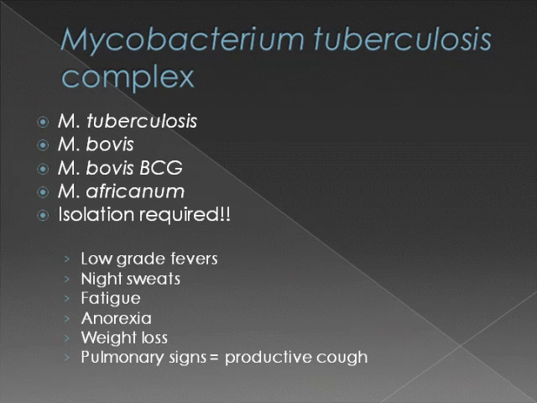Okay, Mycobacterium tuberculosis complex. These are the organisms that are included in that complex. We have M. tuberculosis, bovis, bovis BCG, and africanum. Isolation is required when working with these organisms. An N95 mask needs to be worn at all times. Symptoms and signs include low-grade fevers, night sweats, fatigue, anorexia, weight loss, and a productive cough.